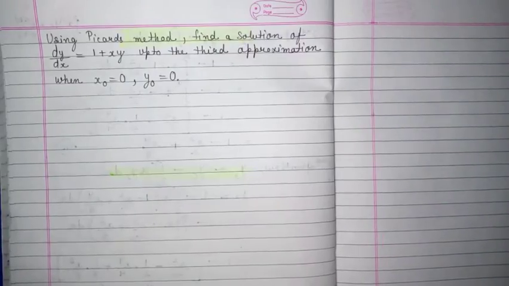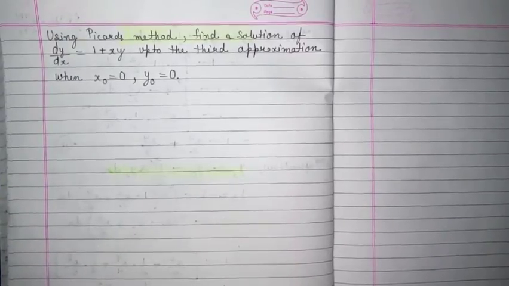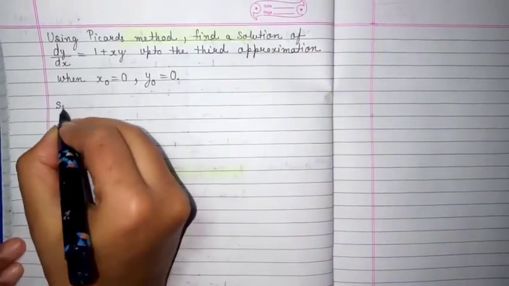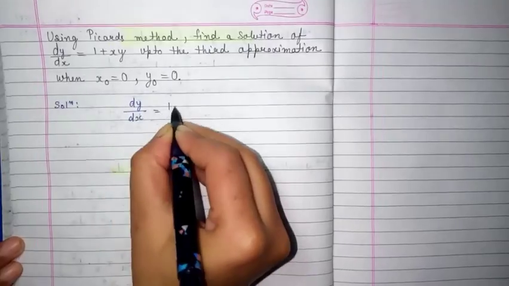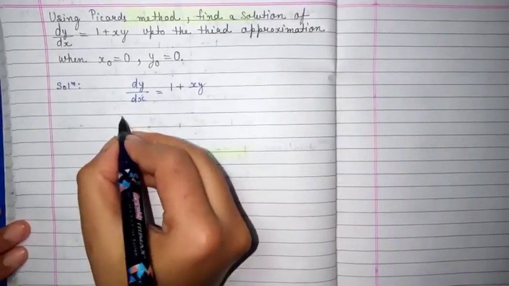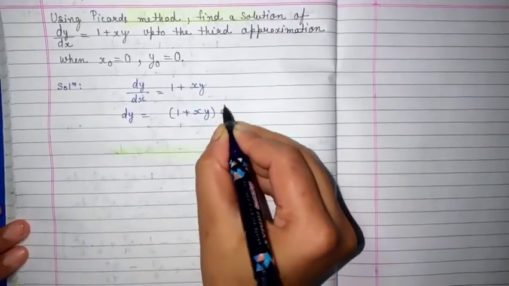So students, this is our question. Using Picard's method, you have to find a solution of dy by dx is equal to 1 plus xy up to the third approximation. You don't have to go till fourth, you have to solve till third approximation. So the solution: our given question is dy by dx is equal to 1 plus xy. This was the question. Now what we will do first, we know that we can write it as dy equal to 1 plus xy dx.